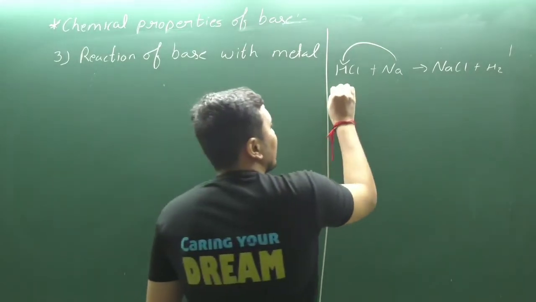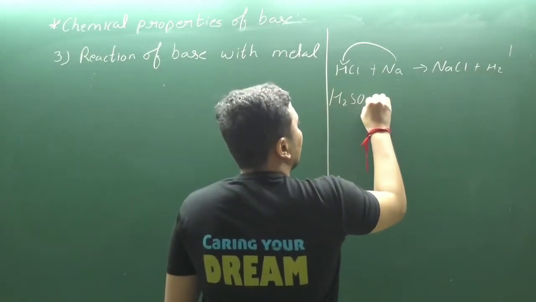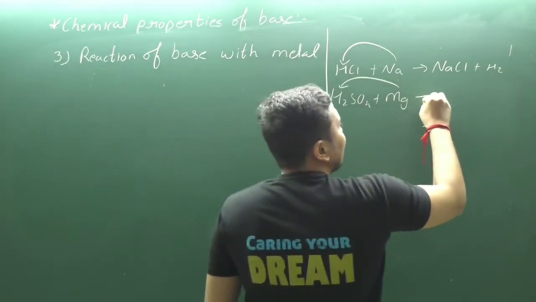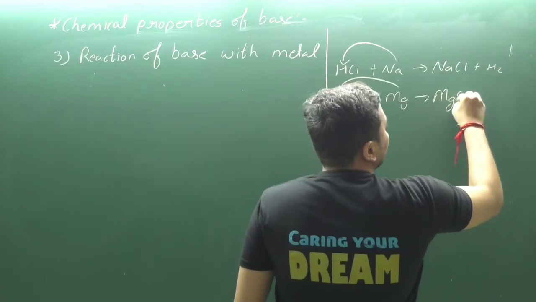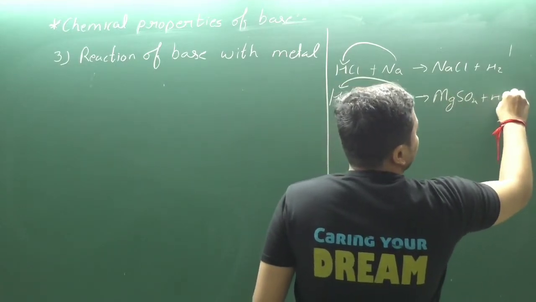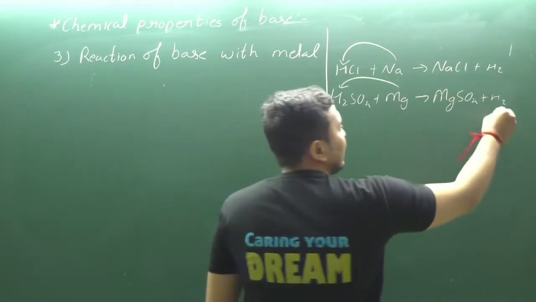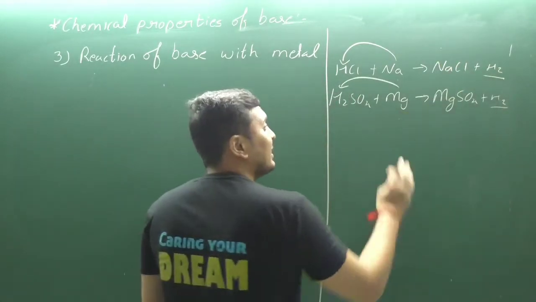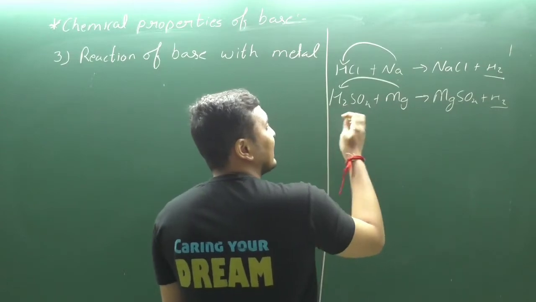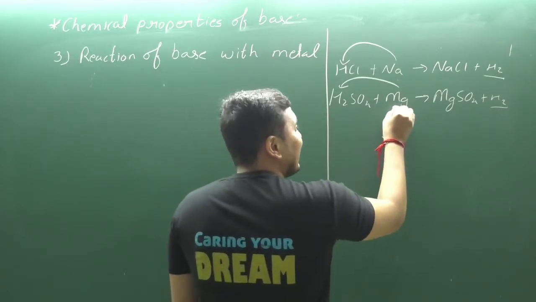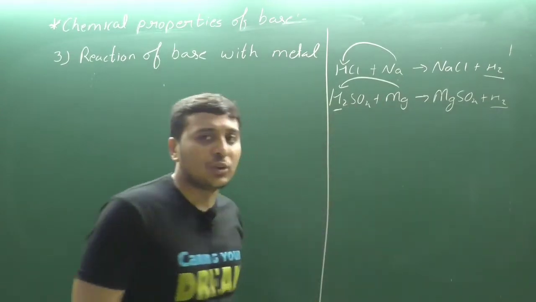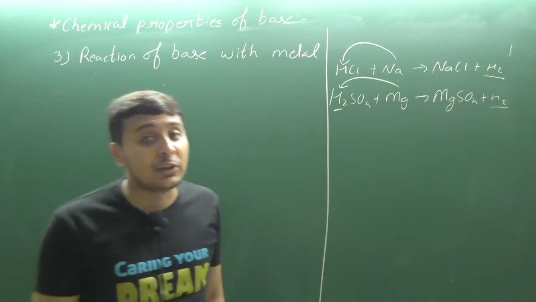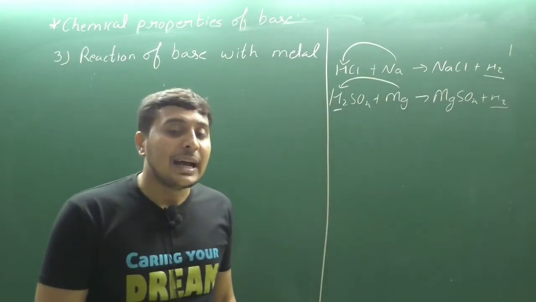Another example, H2SO4 reacts with metal. The same thing happens: metal is more reactive, so it will displace hydrogen. The compound will form salt and hydrogen gas. Clear? Again here it releases hydrogen which burns with a pop sound, we can prove that. It means that when metal reacts with any acid, it is because metals are more reactive than hydrogen. Metals are more powerful than hydrogen, so it will displace hydrogen.